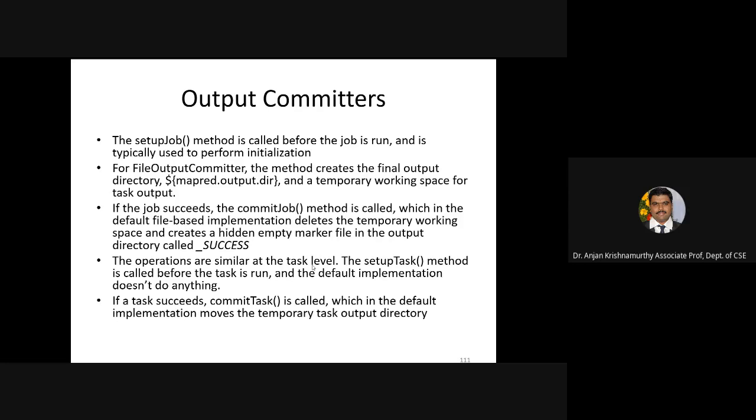Now, when a job succeeds, it calls a method called commitJob, which is a default file-based implementation that deletes the temporary working space and creates a hidden empty marker file in the output called _SUCCESS. The operations are similar at the task level. The setupTask method is called before the task is run, and the default implementation does not do anything with respect to that. When the task succeeds, it also calls the commitTask method, which writes the output onto the temporary task output directory.